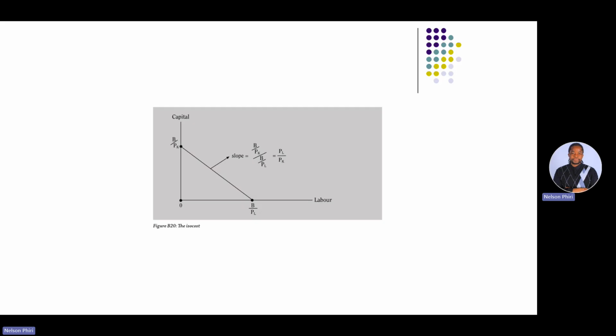You will see it becomes important when we want to determine later on the number of labor and capital which we'll employ in our production process.